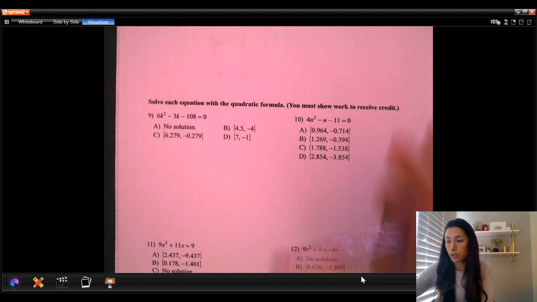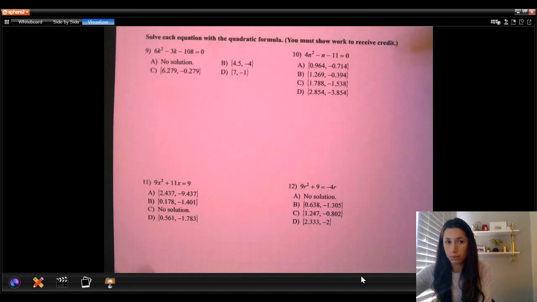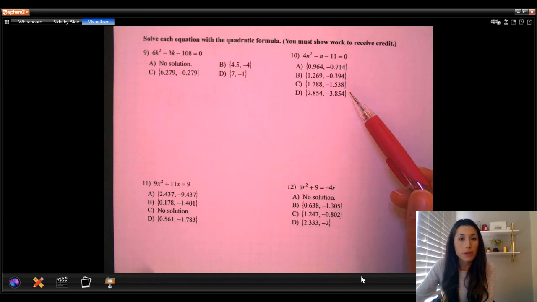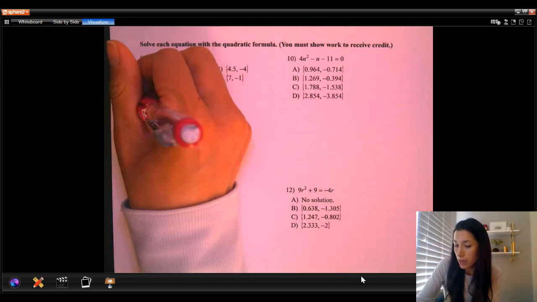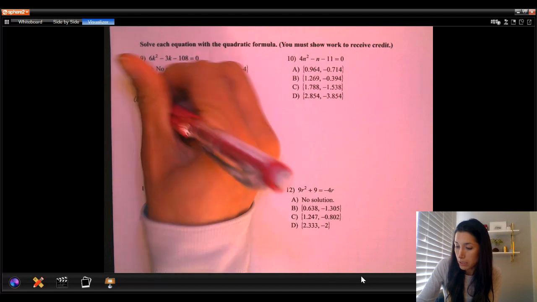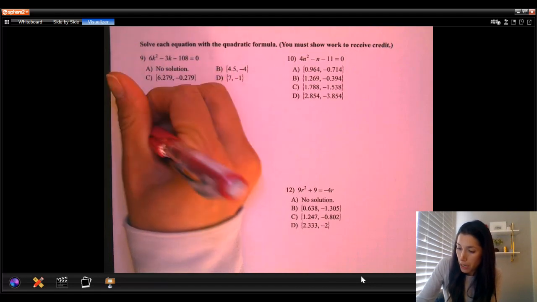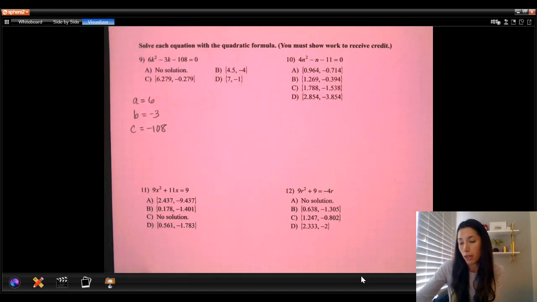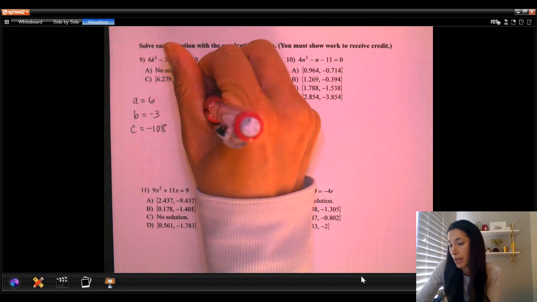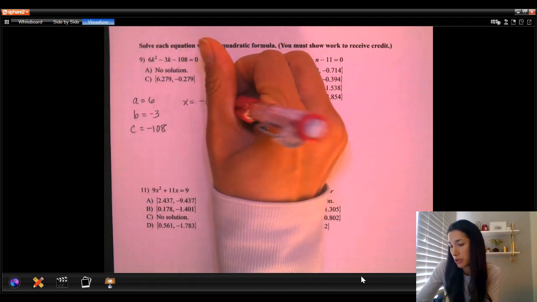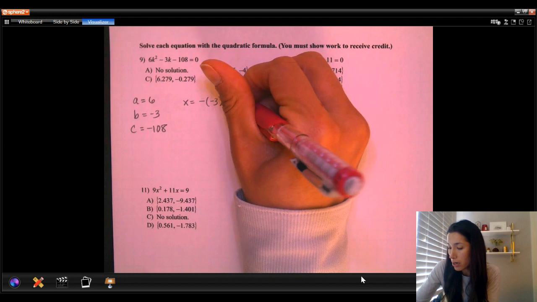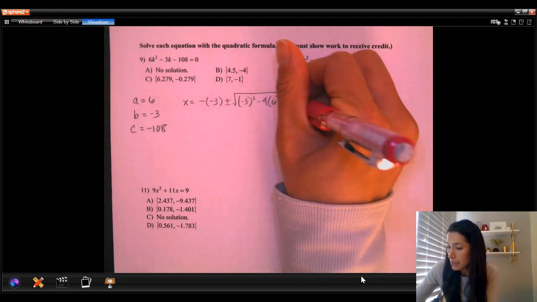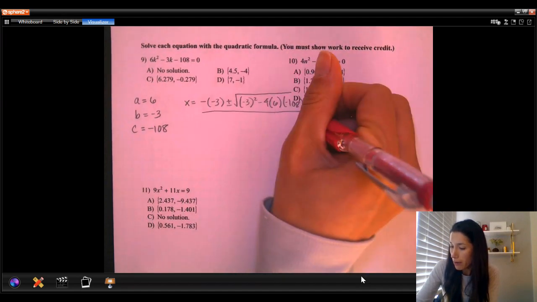Questions 9 through 12, you are using the quadratic formula. Question 9 and 10 are already set up so that you can identify the A, B, and C. A would be 6. B here is -3, and C is -108. And then we're just going to plug this into the quadratic formula. So x equals -b plus or minus the square root of b squared minus 4ac, all over 2a.